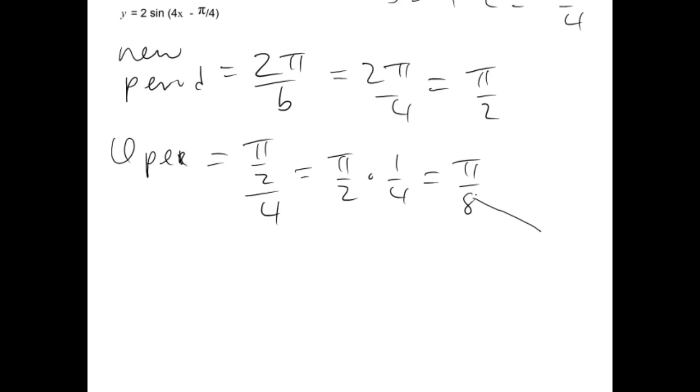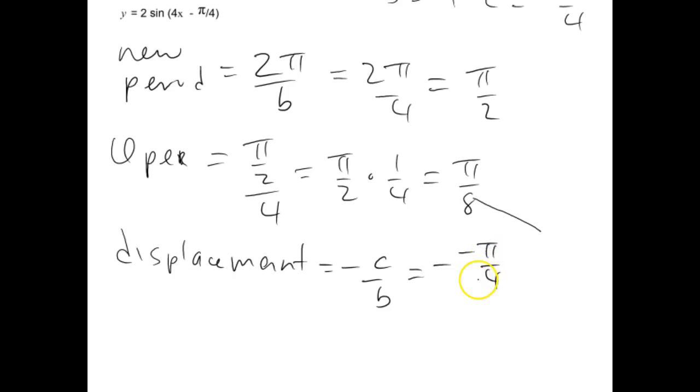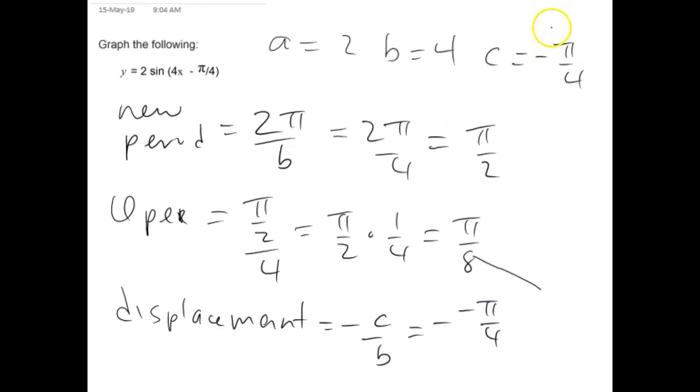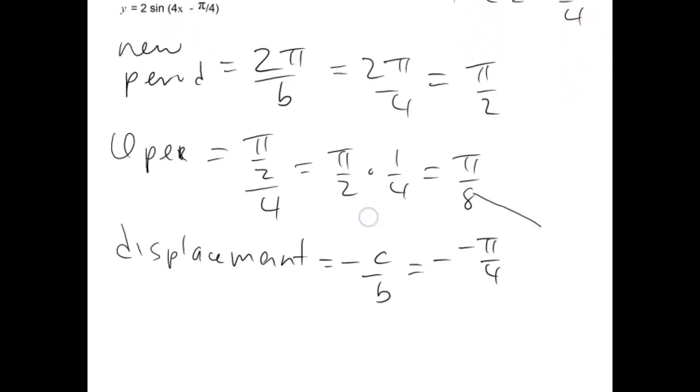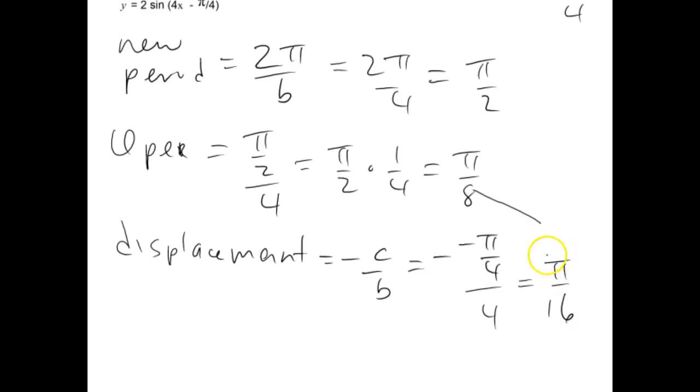So the last thing we have to do, before we start graphing, is our displacement. Our displacement is minus c over the b. Remember, our c was actually a negative pi over 4. We'll have a little glance at it again here. That was our c. It came from right here. And my b term was 4. This becomes pi over 16. This here is my starting position.